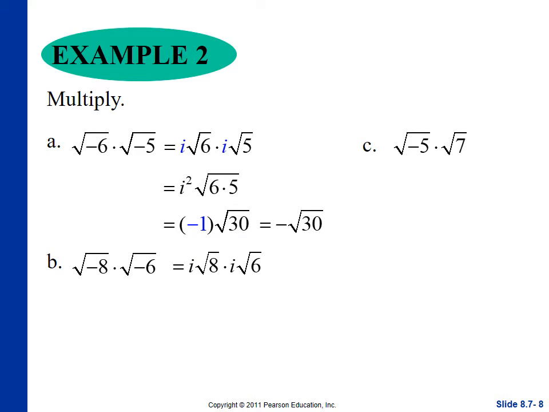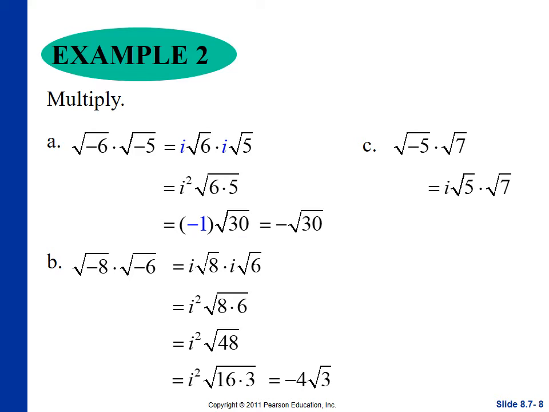Again, the i comes out. i square root of 8 times i square root of 6. i squared times the square root of 48, which is the square root of 16 times 3, which is negative 4 square root of 3. Okay, over here, we're just going to have 1i, square root of 5 times square root of 7, and this becomes i square root of 35.